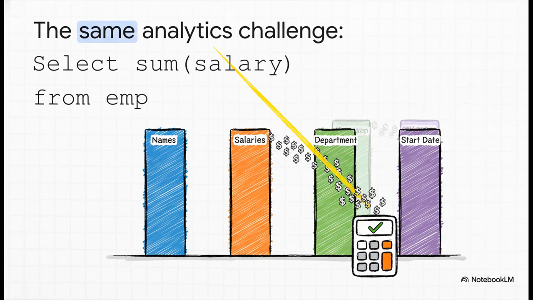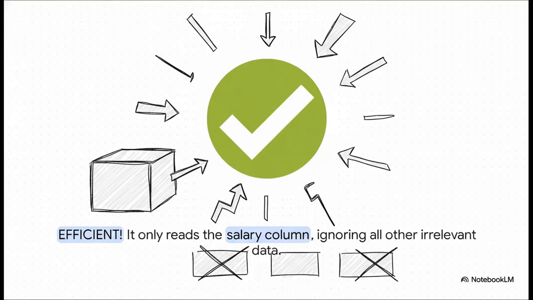So you know what's coming. Let's give it that exact same analytics challenge. Go find the sum of all the salaries. And it's just blazing fast. Because all the salary data is sitting there together, the database just goes to that one block, reads only what it needs, and completely ignores everything else. No wasted time on names or titles. This is its absolute superpower.